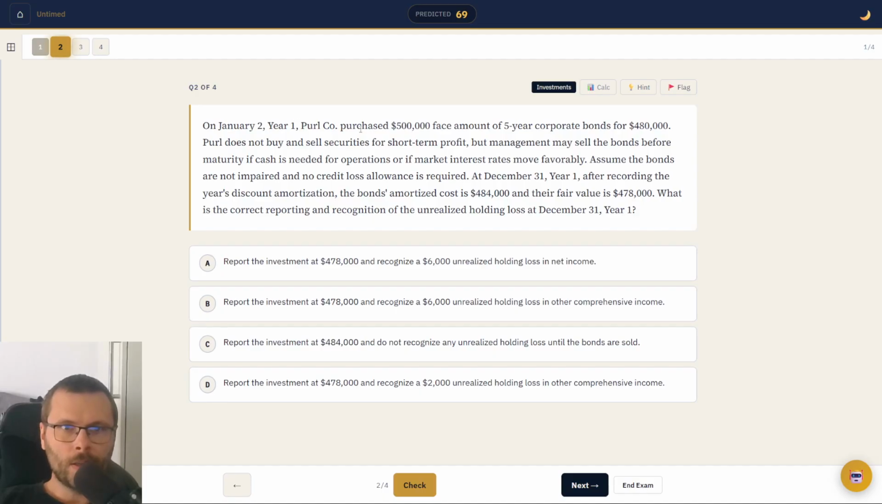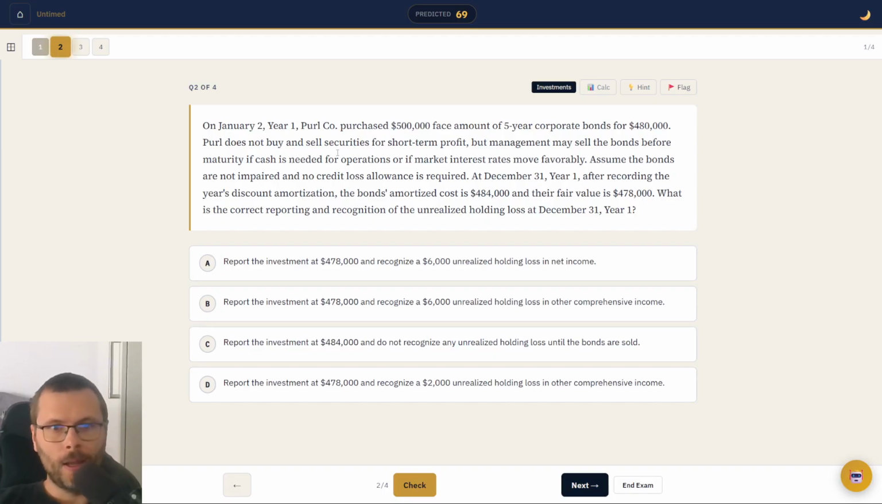January of year 1, 500,000 face amount of 5-year corporate bonds for 480. Pearl doesn't buy and sell securities for short-term profit. Okay, that means that this isn't part of their regular operating activities. So management may sell the bonds before maturity if cash is needed. So it's available for sale. Available for sale means it's market fair value and it's not part of net income.